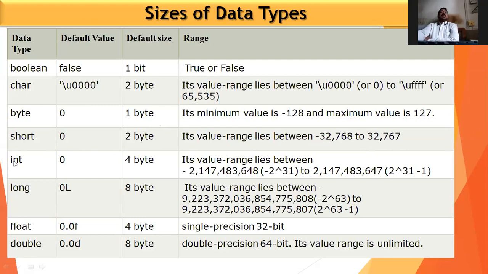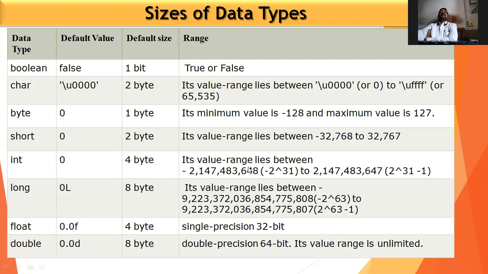Next is the integer. This integer data type has the default value 0. It takes 4 bytes as the default size. See, this is 4 bytes, not bits. 4 bytes means 4 into 8, so 32 bits will be available. So integer has a large value. The value lies between -2 raised to 31 to 2 raised to 31 minus 1.